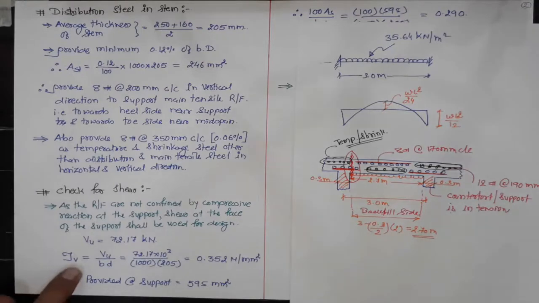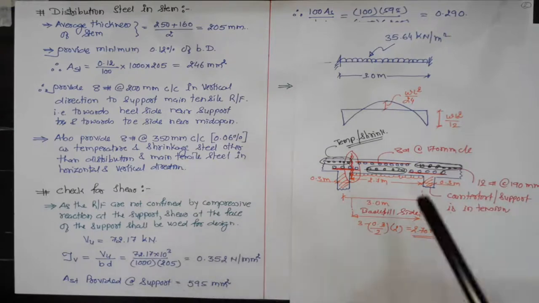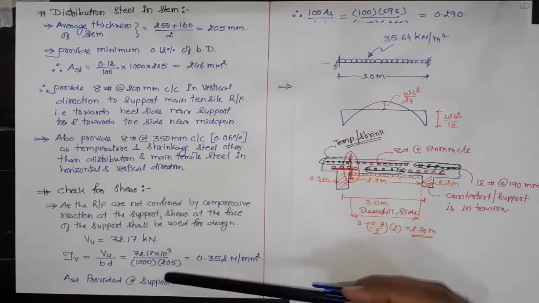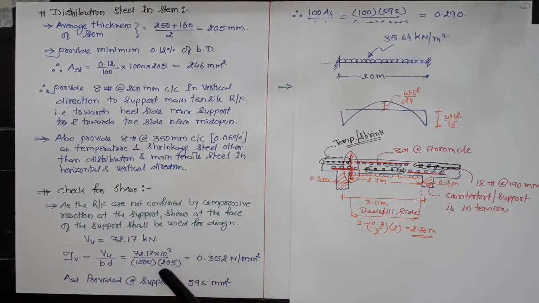Therefore, tau v, that is the shear stress at the face of the support or counterfort, will be equal to Vu upon bd. Vu is 72.17 kN into 10 raised to 3. I have converted this kilonewton into Newton, divided by 1000 into 205. This is our effective depth. This is not an average depth. This is our effective depth. This comes out to be 0.352 N/mm².